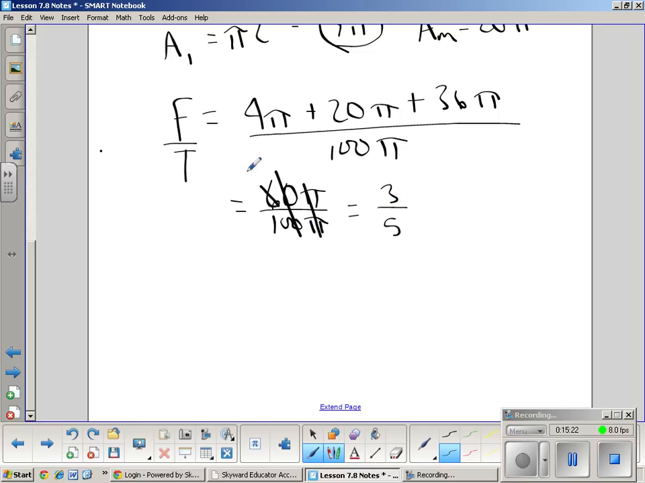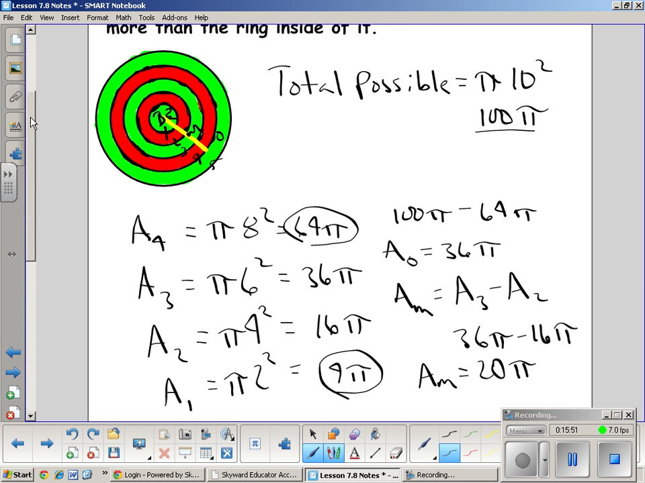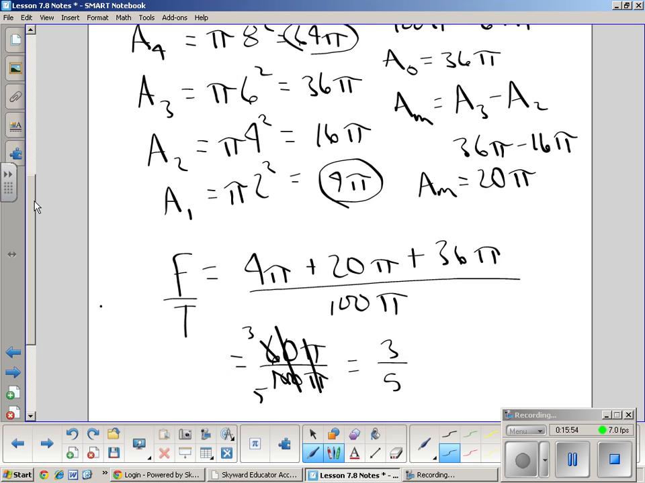2 goes into 6 and 10, 3 and 5 times. Okay? So my probability of green is 3 over 5. So notice P of G doesn't mean P times G. It means the probability of green in this case. That's what G stands for. Okay? All right. A little bit more complicated, isn't it? But still not impossible. Okay?